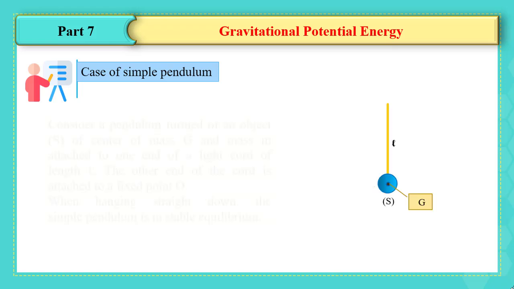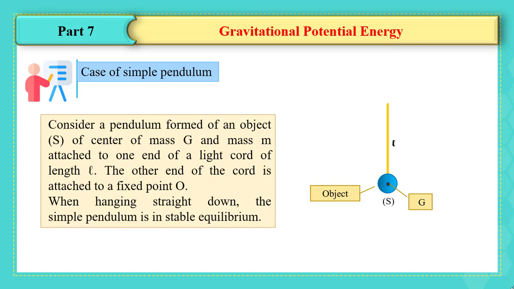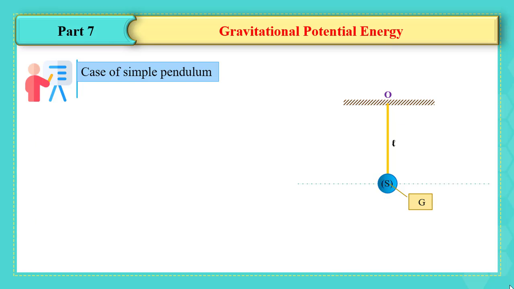Consider a pendulum formed of an object S of center of mass G and mass m, attached to one end of a light cord of length L. The other end of the cord is attached to a fixed point O. When hanging straight down, the simple pendulum is in stable equilibrium. Since the mass of the pendulum is considered in the center of S, we consider our study of the pendulum as the study of the point G that represents the center of mass of the pendulum.